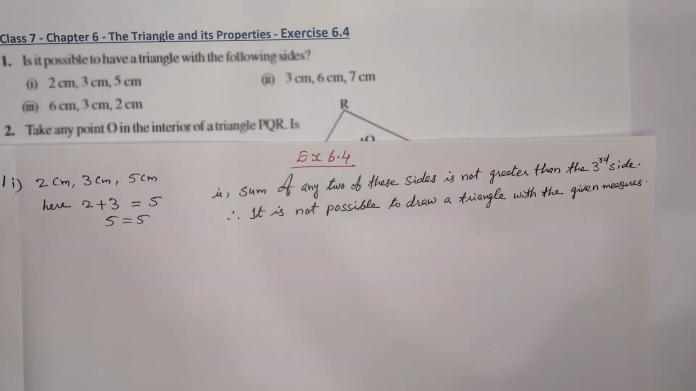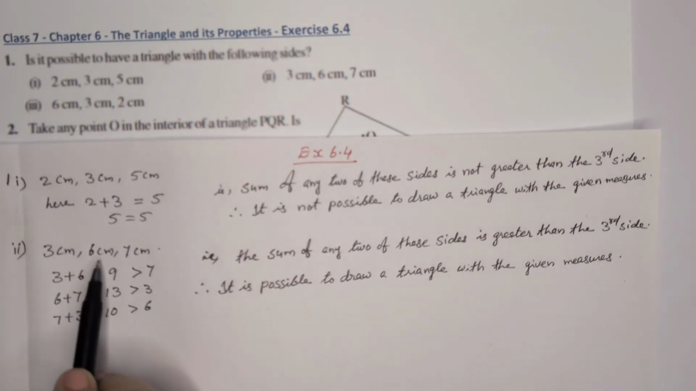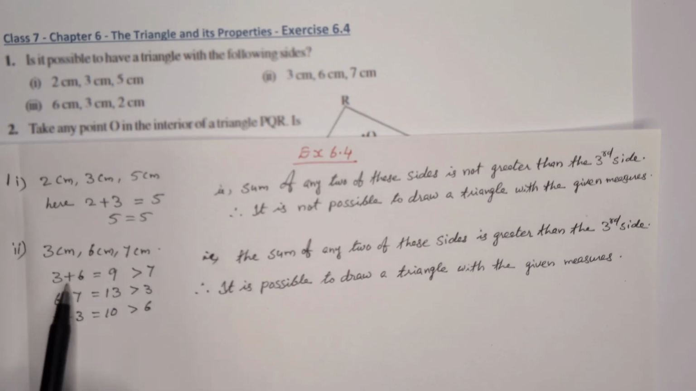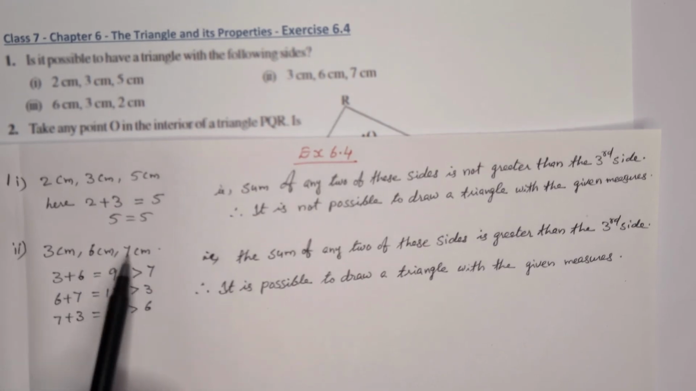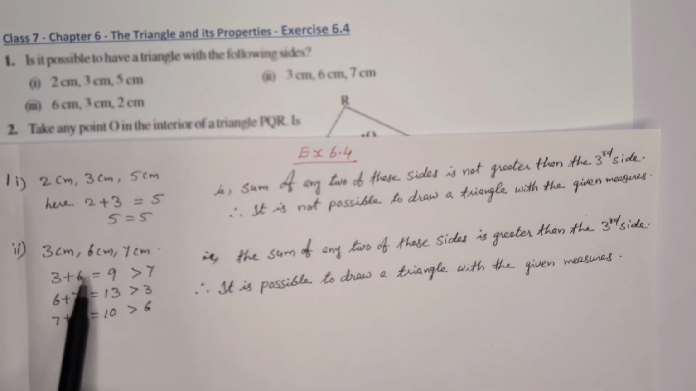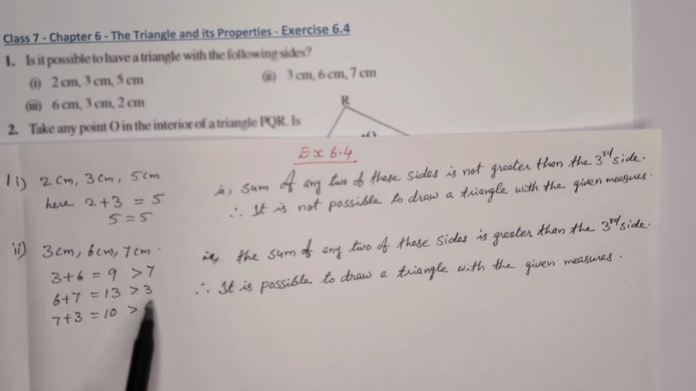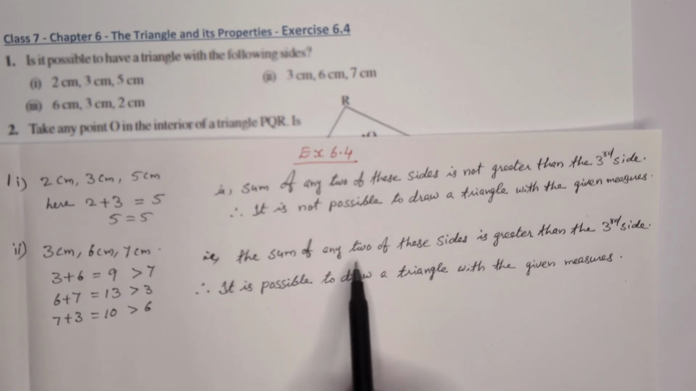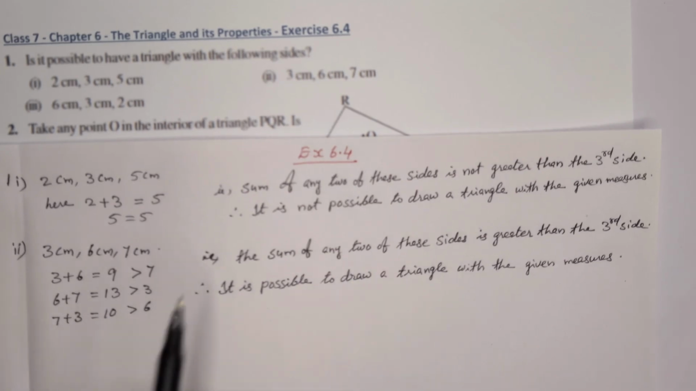Therefore, it is not possible to draw a triangle with the given measurements. The second one. Here, first two sides, 3 plus 6 is 9, which is greater than the third side 7. Taking the last two, 6 plus 7 is 13, which is greater than the first side. First and third, 7 plus 3 is equal to 10, which is greater than the second side. So everywhere we can see the sum of two sides is greater than the third side. So we can write that the sum of any two of these sides is greater than the third side.